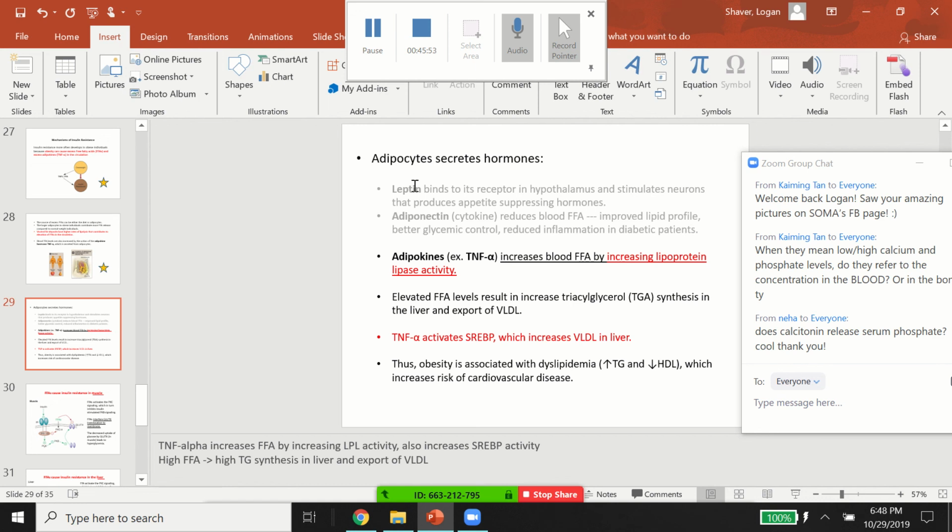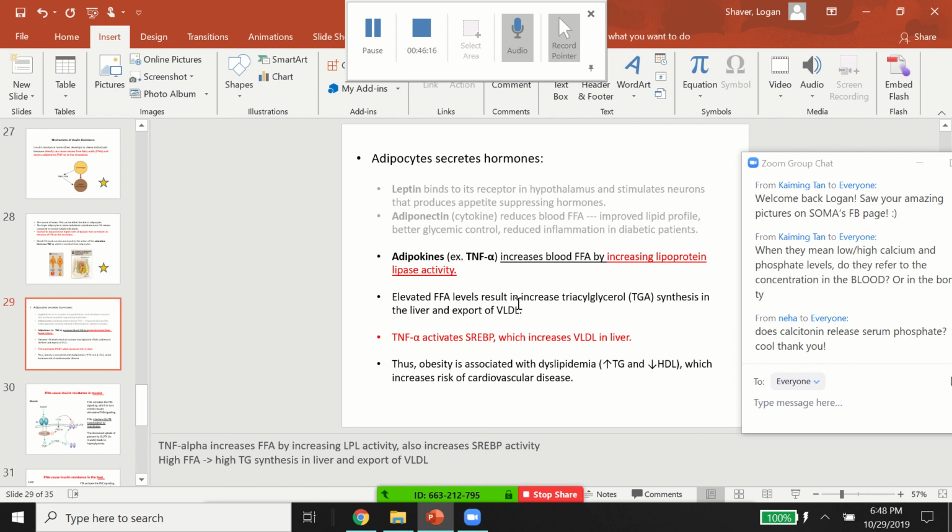This thing in gray up here, she grayed this because she's not going to ask anything about it. So once again, if it's grayed, you don't really have to know it. But anyway, I would note that TNF alpha increases blood free fatty acids by increasing LPL. Okay, so I definitely know that.